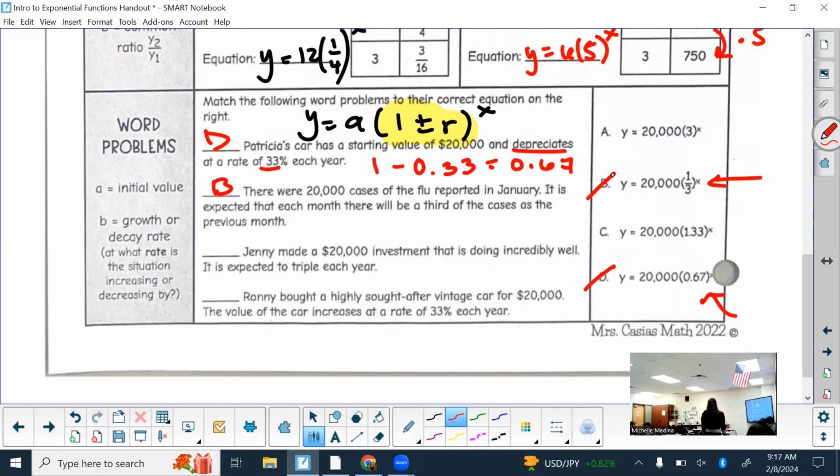Now, Jenny made a $20,000 investment that's doing incredibly well. It's expected to triple each year. Out of the ones that are left, which one would be tripling, or timesing by 3 each time? A. So then by process of elimination, this one must be C. But he has a highly sought after vintage car for $20,000. The value increases at a rate of 33% each year. So in that case, it would be the 1 plus the 0.33, which gives us 1.33.